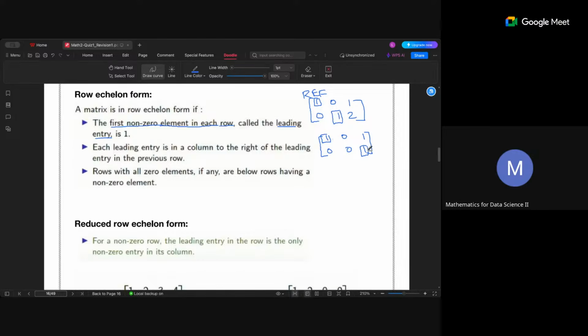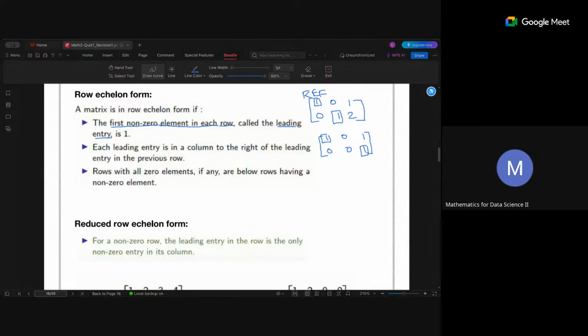So here you see this one is to the right, this one is also to the right. It does not matter whether it is exactly behind it or maybe one step ahead. You just have to see whether it is to the right or not. In that case, we say that the leading entry is to the right of the previous leading entry.